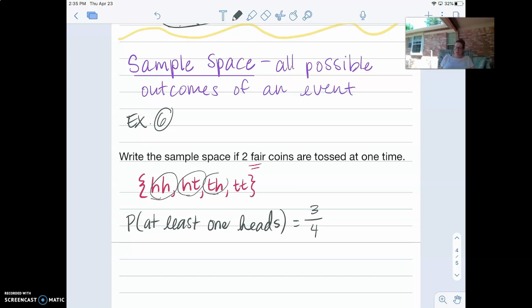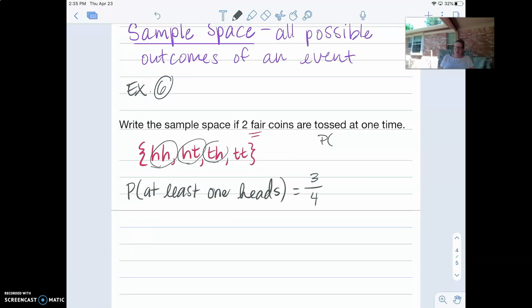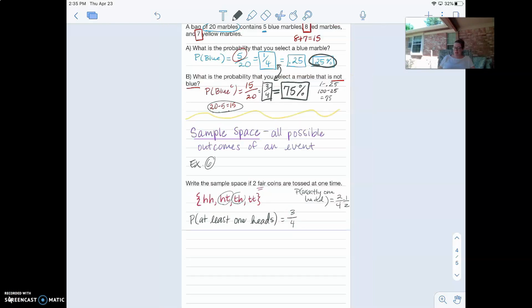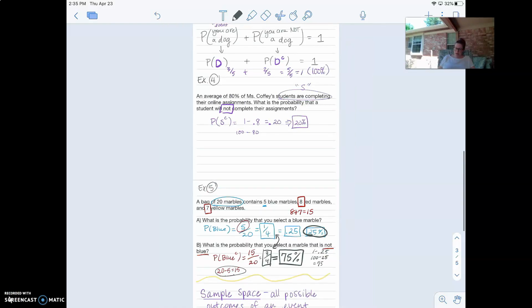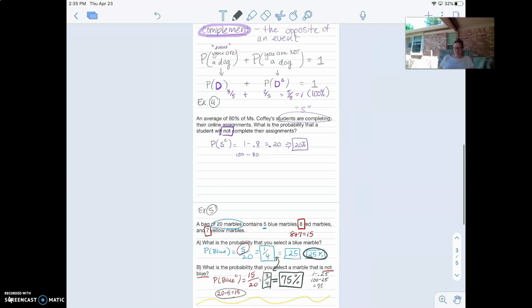Or I could do the probability of exactly tossing 1 head. So that excludes the double heads. And so that's only going to be 2 out of 4, which is 1/2. So you might have some examples there. Okay? All right, so this video was theoretical probability and complements and sample space, mostly theoretical.